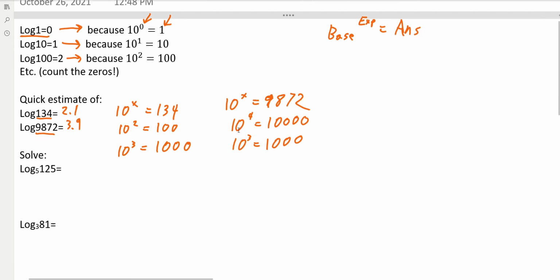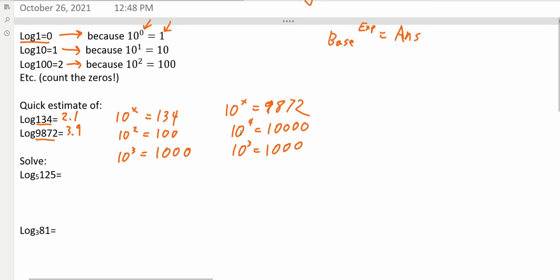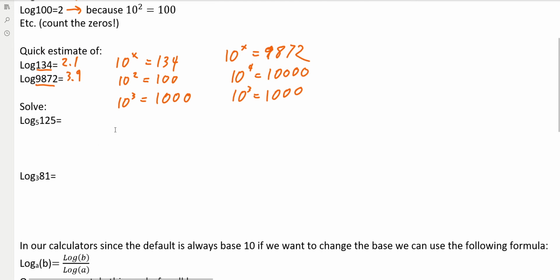Okay, so what about solving some of these questions? What can we do here? Well, we can solve them through the same method. So those were estimates if we can't get the exact answer. But 5 to the x equals 125. So 5 to the 3 equals 125. So x equals 3. So our answer is 3.